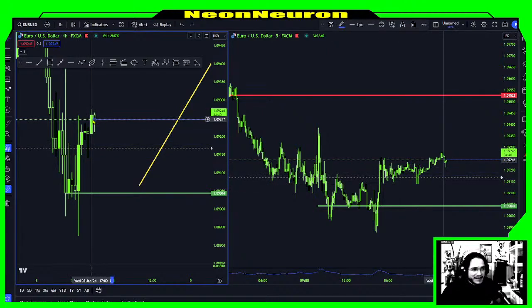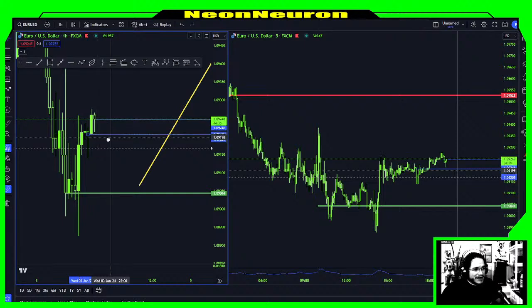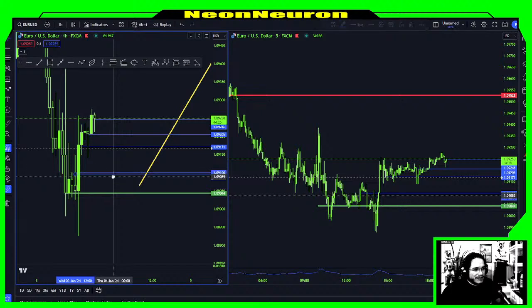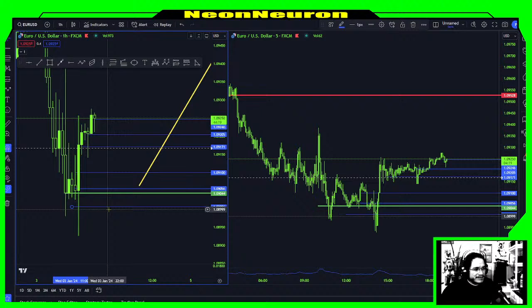And if price goes down, you put in a buy order at this area. And if price keeps going down, you put a buy order at this area. And if price keeps going down, you put a buy order at this area. And then another one at this area, and then another one at this area.